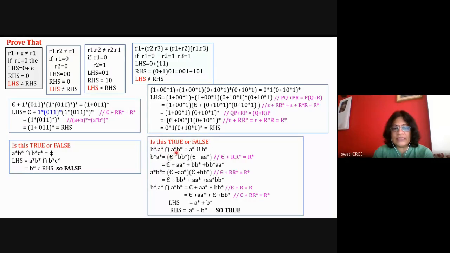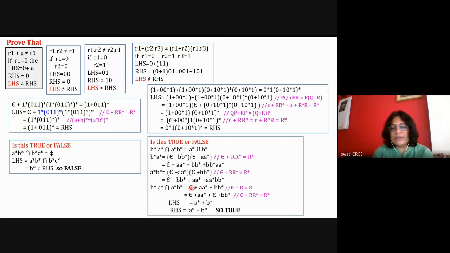Now take A star B star and simplify similarly. Here also you get epsilon plus AA star and epsilon plus BB star. Multiply epsilon with epsilon, you get epsilon. Then epsilon with BB star gives BB star, then AA star with epsilon is AA star, and AA star BB star is AA star BB star. Now from this, taking the intersection, there are three common terms: epsilon, AA star and BB star. So the intersection is epsilon plus AA star plus BB star.